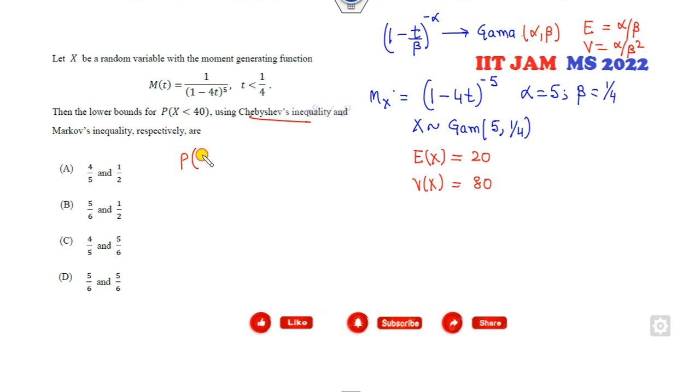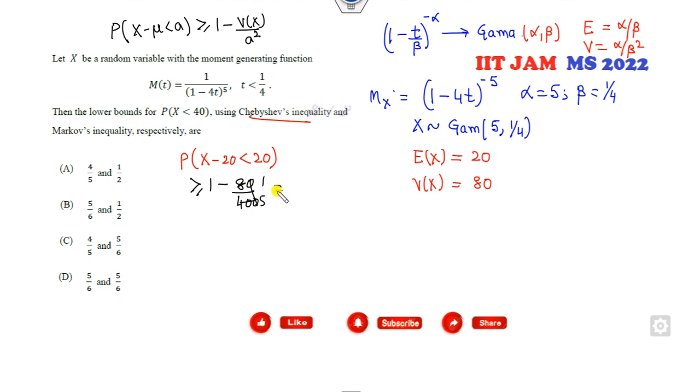I can subtract the mean from this. X minus 20 is less than 20. Fine. So remember always, whenever you have this nature, the lower bound will always be 1 minus variance of x over a square. So I can say it's greater than 1 minus, what is the variance, 80 over 400. So it's 1 over 5. So that is 1 minus 1 over 5, which is 4 over 5. So by using the Chebyshev inequality, the answer is 4 over 5.